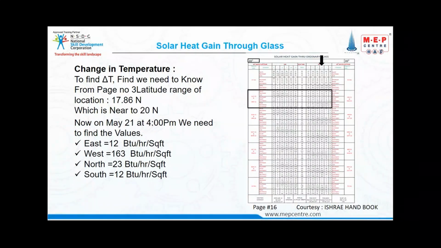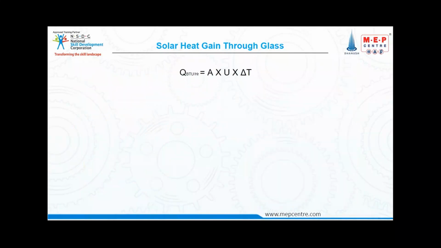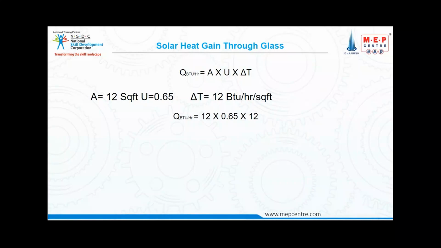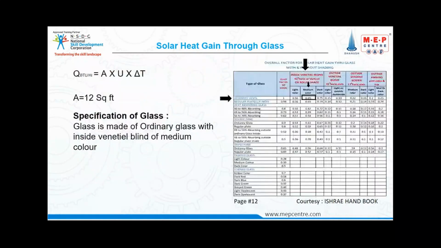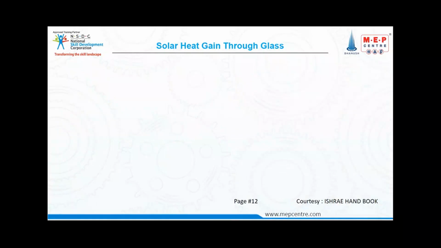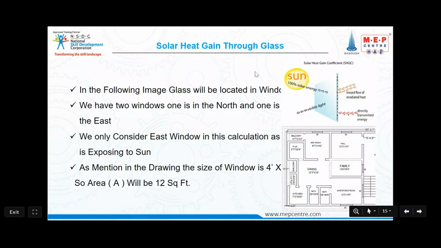So we are working for the east side, so we consider 12 BTU per hour. Therefore, Q BTU per hour equals A into U into delta T, where A is 12, delta T is 12, and U is 0.65, which gives 93.6 BTU per hour. This is the solar heat gain through glass. So this much heat is coming from the glass. Hope you are clear. Say yes if it is clear. Okay, make a note. Once done, please let me know.